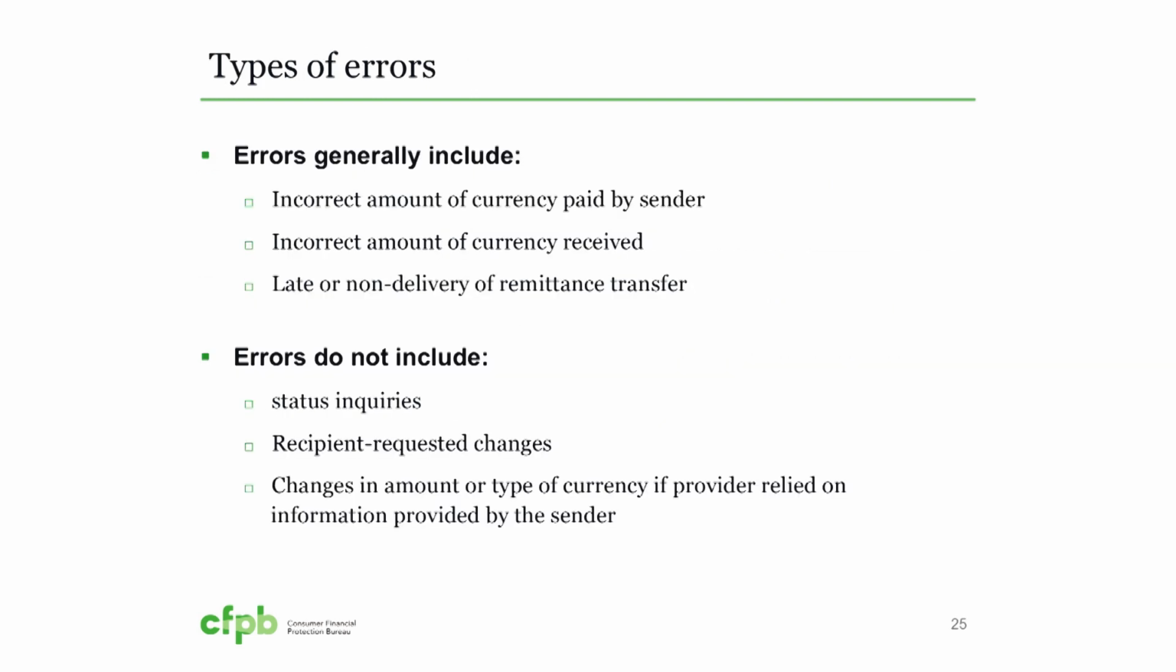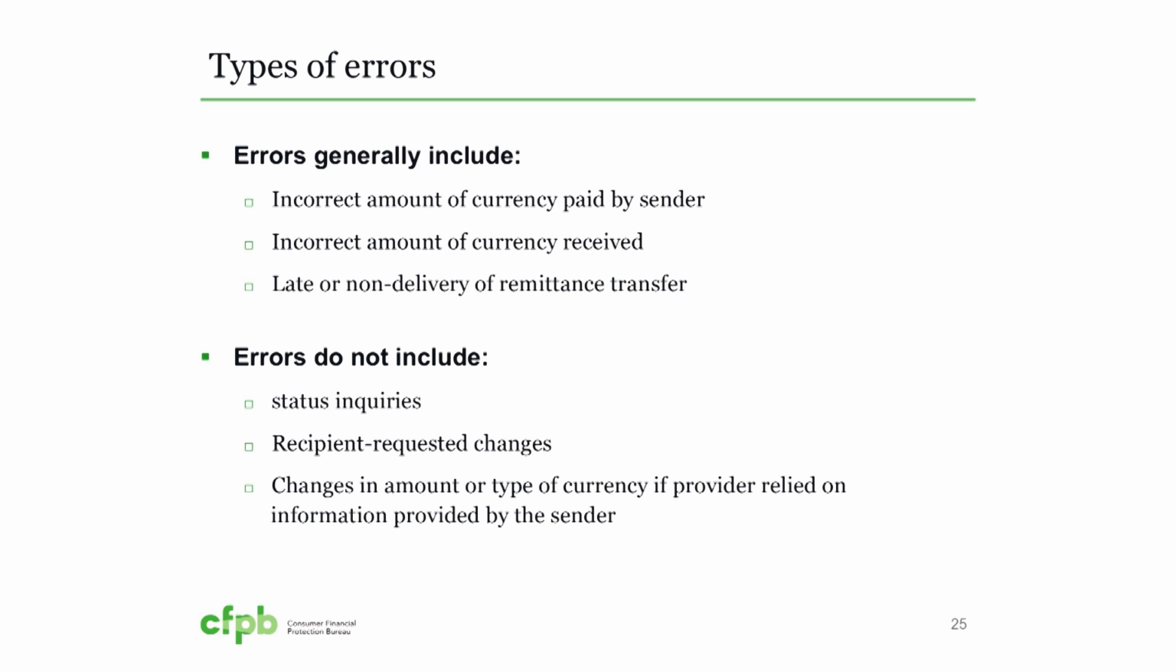There are 5 types of errors in the rule. Errors generally include the incorrect amount of currency paid by the sender, the incorrect amount of currency received, and late or non-delivery of remittance transfer. These 3 are the primary types of errors. There are also exceptions from the definition of error.